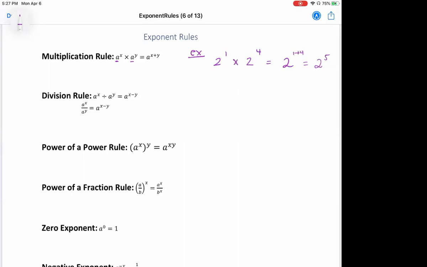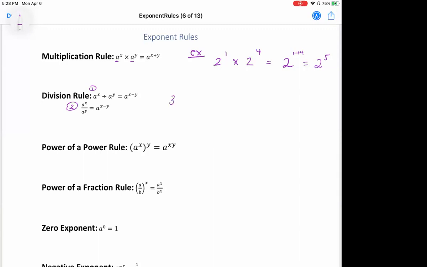Now I have a division rule that also works if I have the same base. If I'm dividing and I have the same base, I'm going to subtract. I wrote this rule twice because we can have division written horizontally, or we can write it as a ratio. Regardless, I'm going to subtract the first minus the second, or the top minus the bottom.